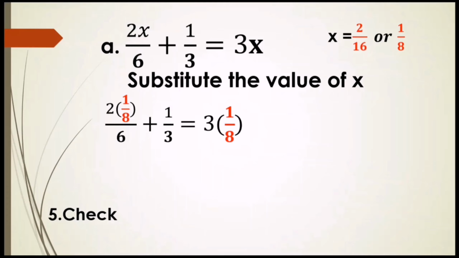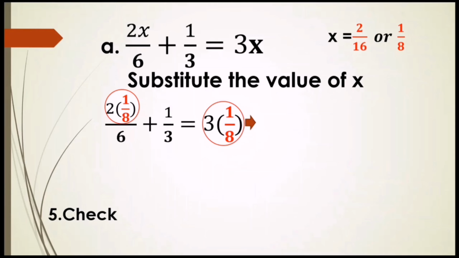So instead of 2x all over 6, it becomes 2 times 1/8 all over 6. And then plus 1/3 is equal to 3x. Instead of 3x, it becomes 3 times 1 all over 8. After you substitute the value of x, which is 1/8, you are going to simplify the equation by solving this one, 2 times 1 over 8, and solving this one first.